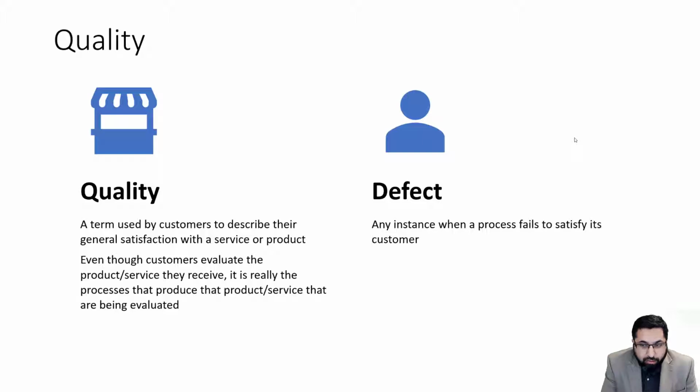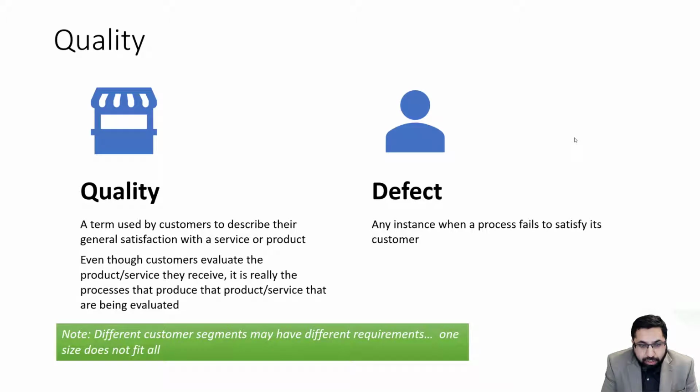Although customers evaluate the product or service they receive, from an operations perspective, we should consider that as an evaluation of the processes that produce that good or service. Why? Because quality problems are often the result of errors in the process. So if we can remove the errors from the process, we will remove the issues in the product or service. A defect is any instance when a process fails to satisfy its customer.